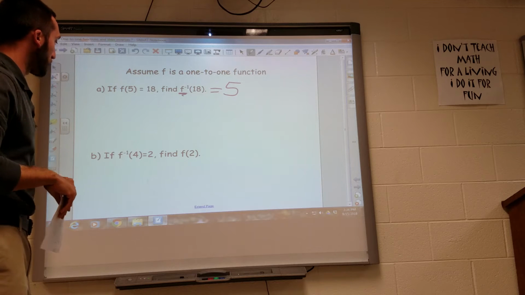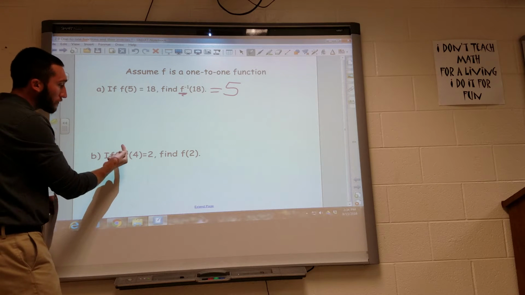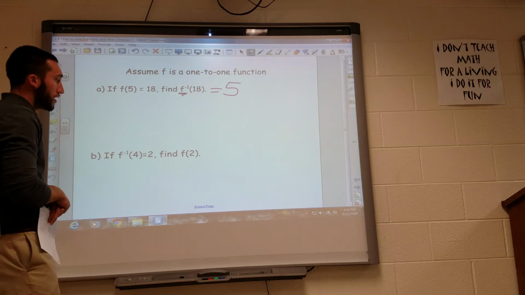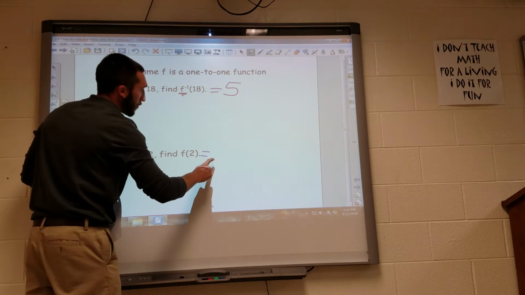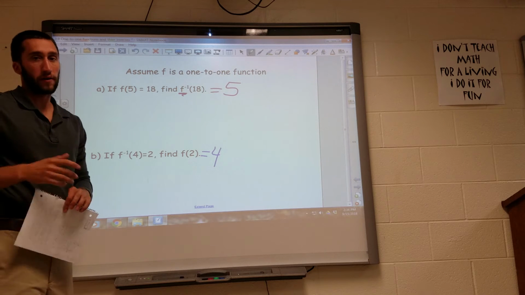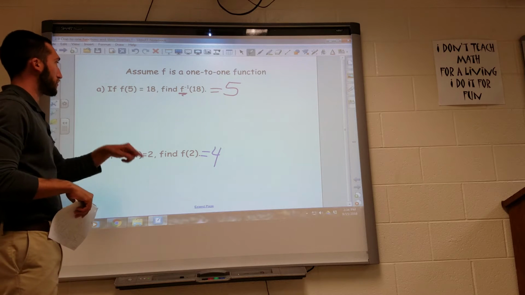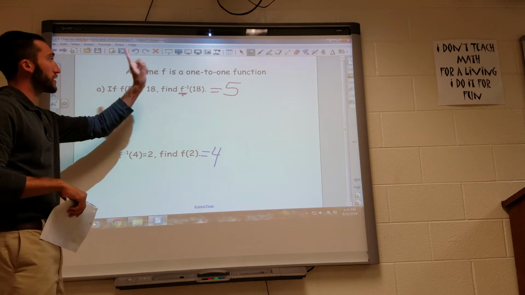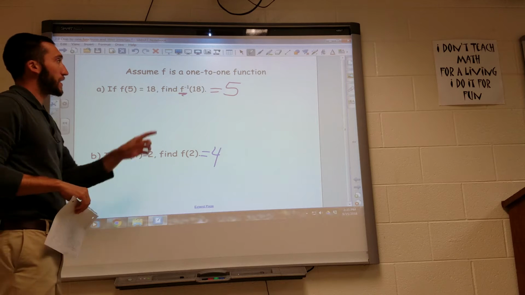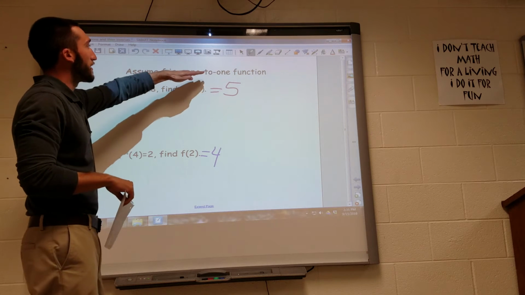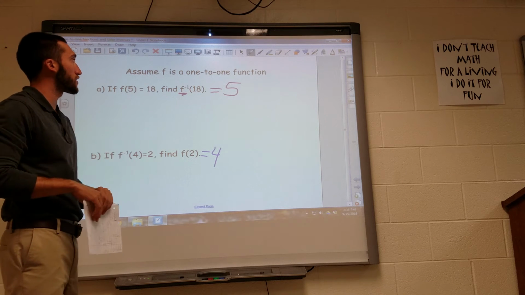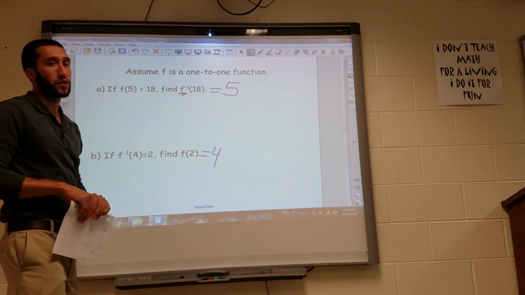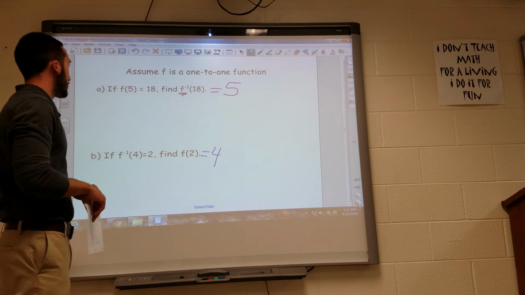So again, very similar here. They told us f inverse of 4 equals 2. So then if I find f of 2, I should get a y value of 4. Okay, so that's a special relationship between a function and its inverse. That is only the case if it's a one-to-one function. So this section is all about one-to-one functions, but they will tell you if it's a one-to-one function or not to start the problem.